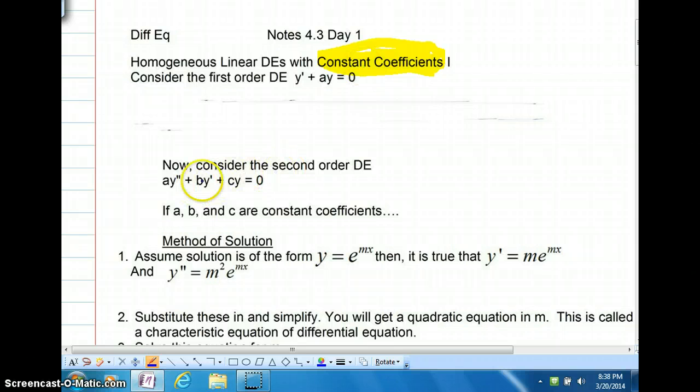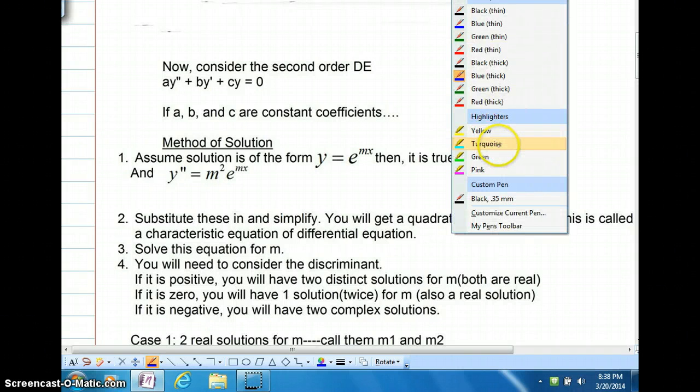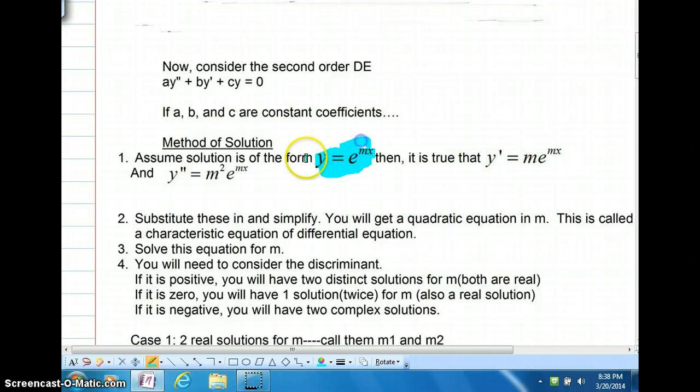We can consider the second order differential equation, ay double prime plus by prime plus cy equals 0. If a, b, and c are constant coefficients, what we're going to do is have the following method. Assume a solution is of the form y equals e to the mx. And if that's true, y prime equals m e to the mx using the chain rule. Y double prime would be m squared e to the mx.